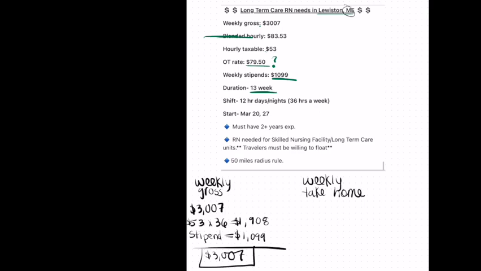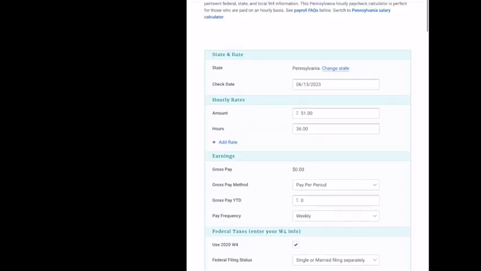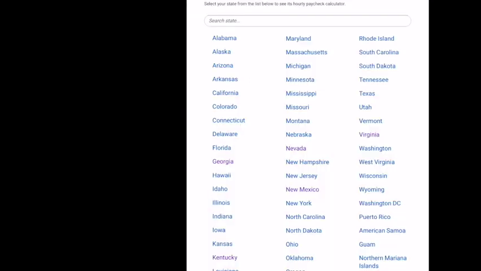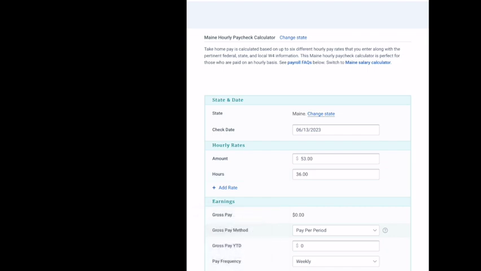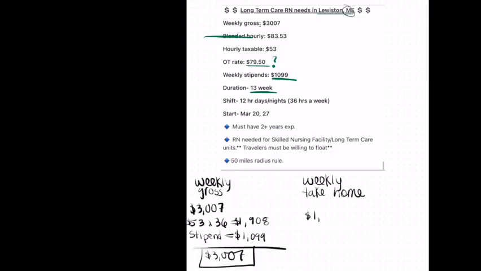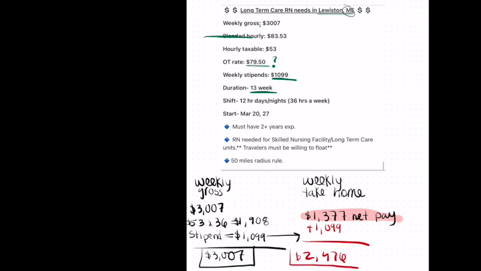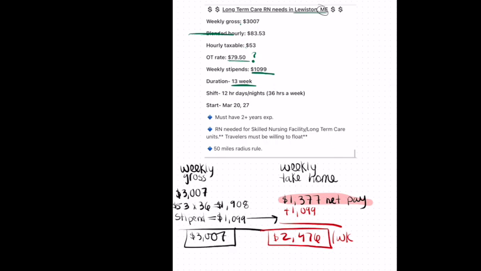And we're in Maine, so let me remember that. And we're making $53 an hour. Change states here and go to Maine. And we're making 53 for 36. And again, we won't change anything. And $377 is our net pay. And then you add in the stipend. Whoops, I should have changed colors this whole time. So plus $1,099. And your net pay is $2,476 a week. And for the month, that would be $9,904 per month.